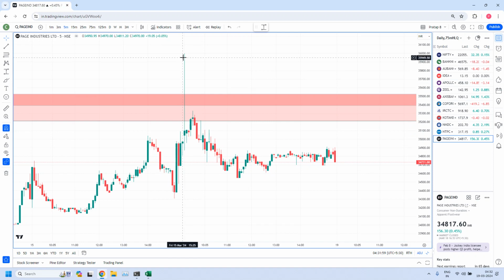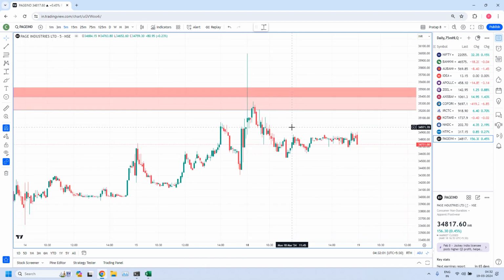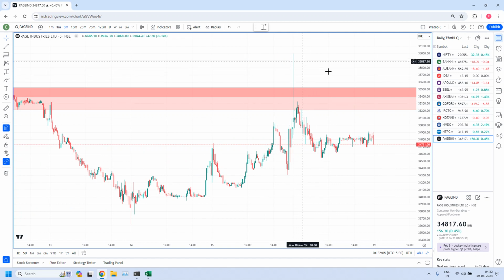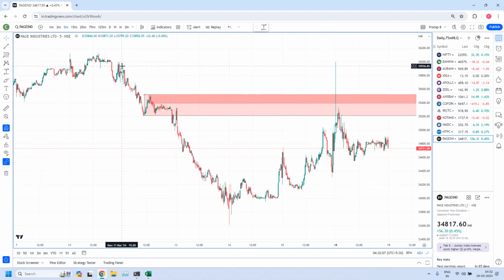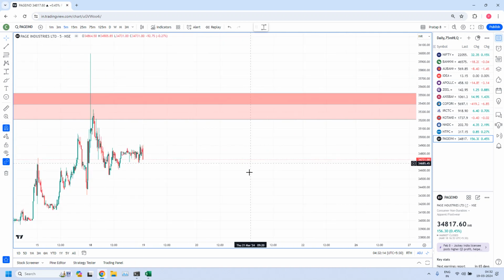See how it happened in just a 1 minute candle. No orders at all in this zone. Otherwise it would have stopped here. And this rejection came because maybe above there is one more zone, somewhere here. That could be the reason it came. Okay.